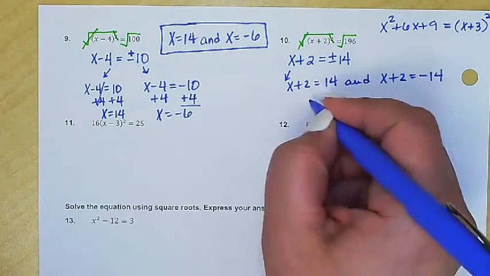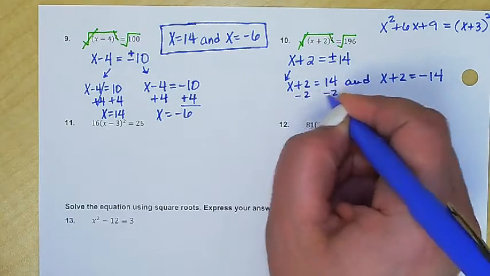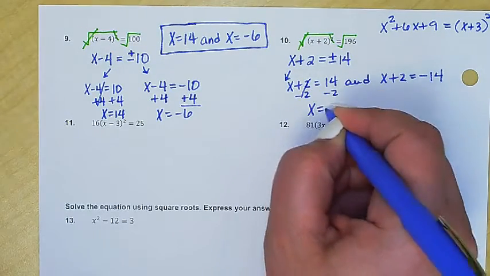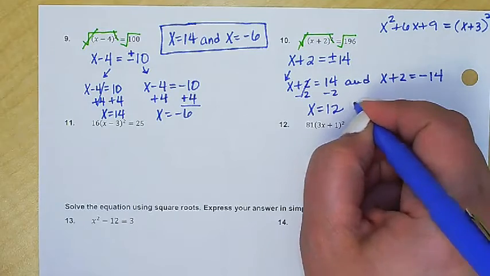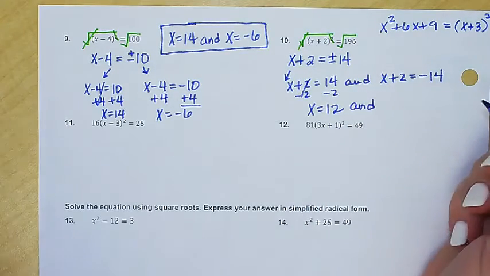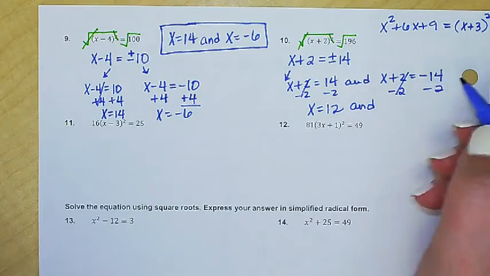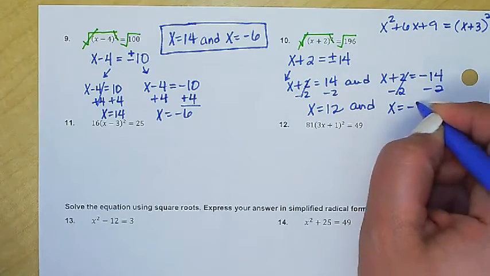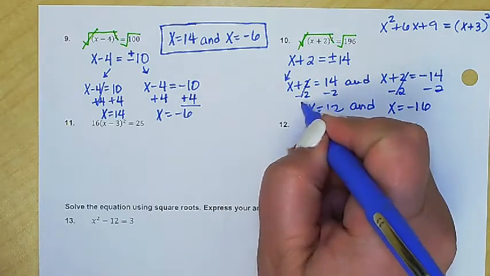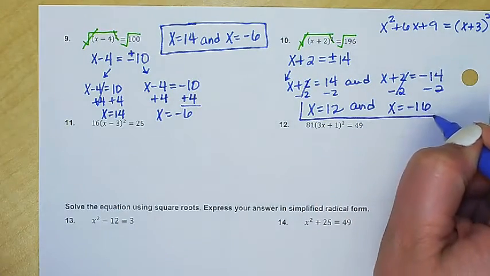Okay, and then we can solve each one of these individually. So when I subtract 2 here to get x alone, I realize one of my solutions is 12. And over here, when I subtract 2 or do a negative 2 on both sides, I get my other solution as negative 16.